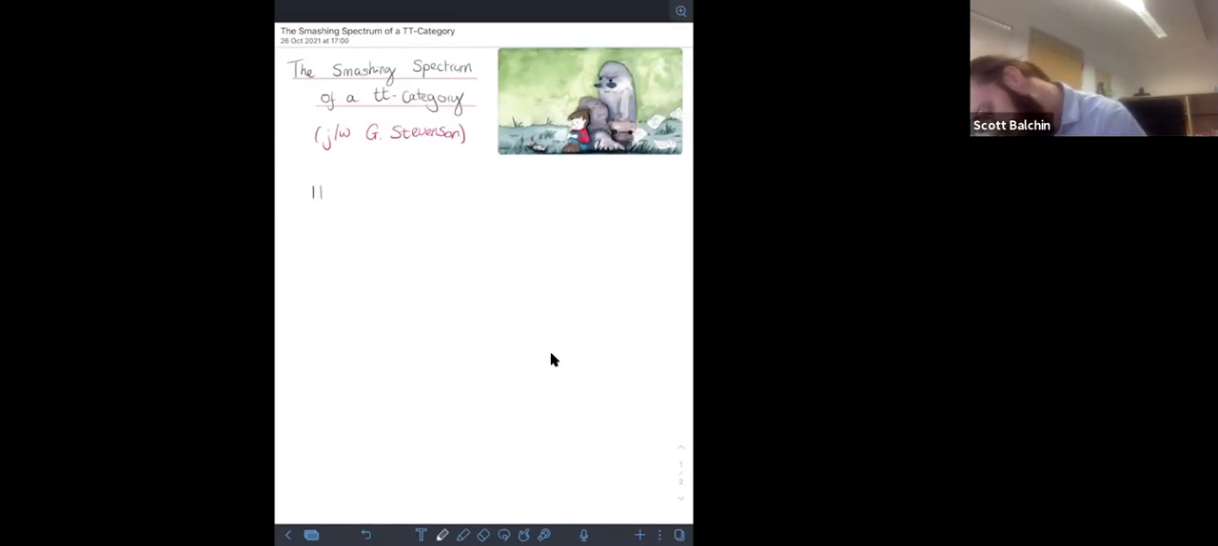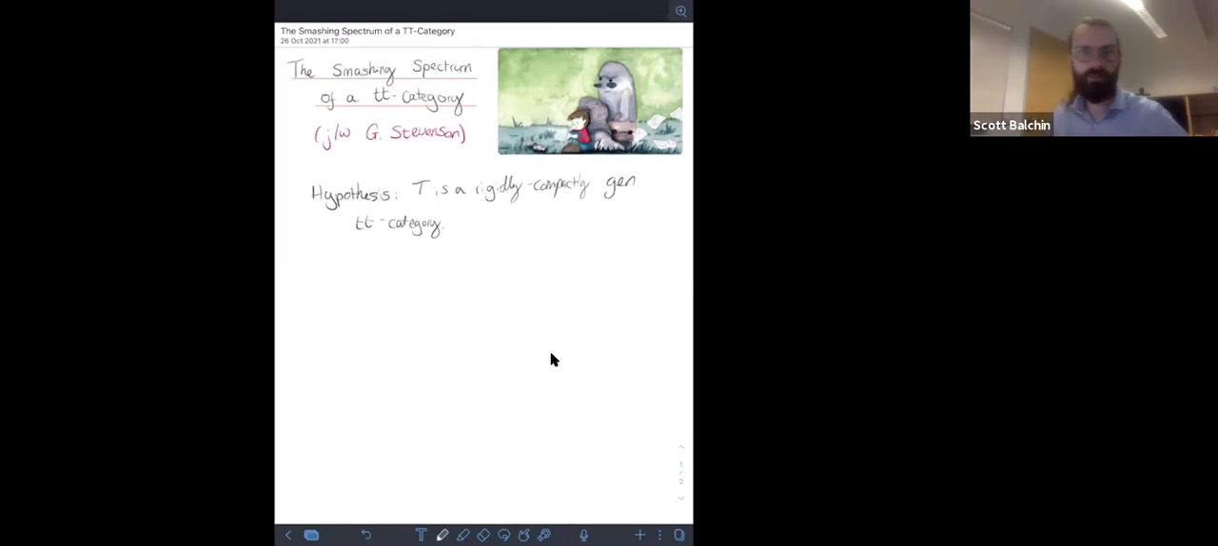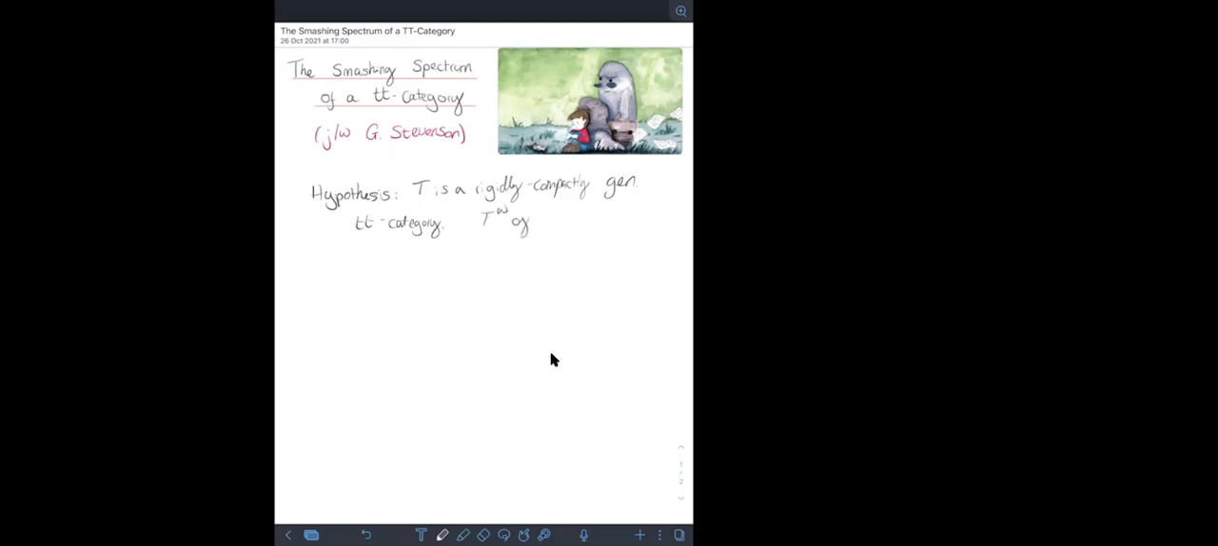So I just want to start with putting the hypothesis on the table, as always. T throughout is going to be a rigidly compactly generated T category. For those of you who know these things, this should be quite familiar. For those of you who don't, I'm just enforcing some niceness conditions, which is going to make my life a lot easier. This means that we have a nice set of generating objects. And it also means that living inside here, I have this thing which I'll denote T omega of compact objects.